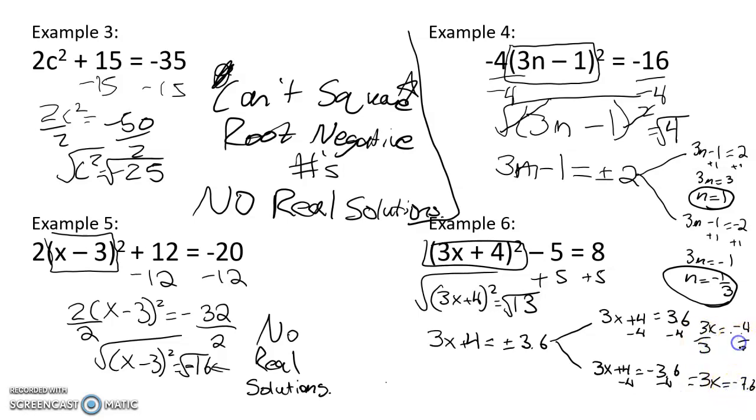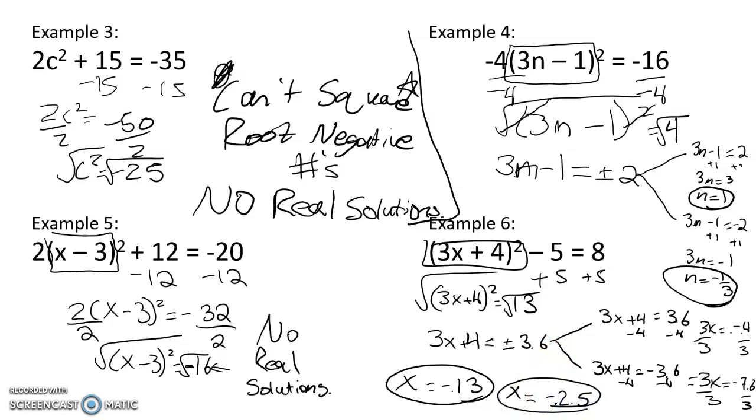Divide by 3 on each side. So x, if you do -0.4 divided by 3, you're going to get -0.13. I'll just write that. And then if you do -7.6 divided by 3, you're going to get -2.5. Okay? There we go.